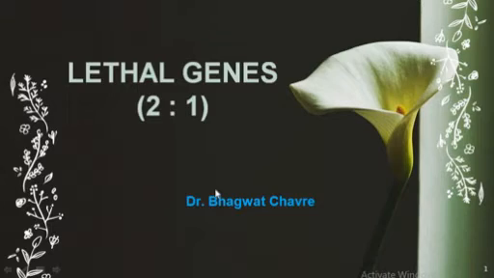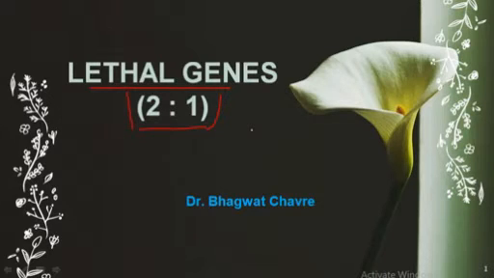In the last few videos we have discussed the interactions of genes and how the dihybrid ratio gets modified. In this video we are going to study the last type of genetic interaction, which involves lethal genes. So what are lethal genes, and why does the ratio become 2:1? We will discuss that here. You can find here the ratio 2:1, which is modified from the monohybrid ratio 3:1.